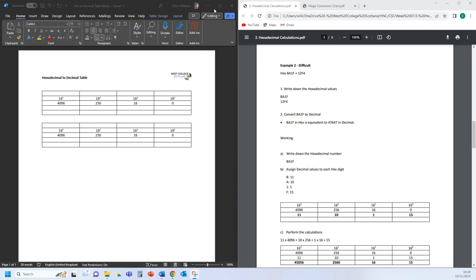Hi guys, just thought I'd do a quick video on this. I found a method that works for me for doing the hexadecimal calculations. I know they're a pain because you're dividing by 16, but I found a method, it works for me. It might not work for you guys, but I thought I'd give it a run through.